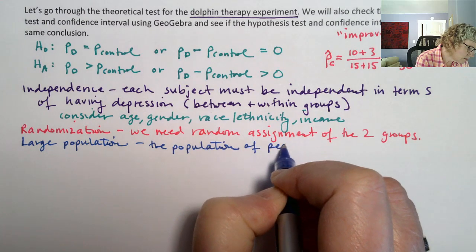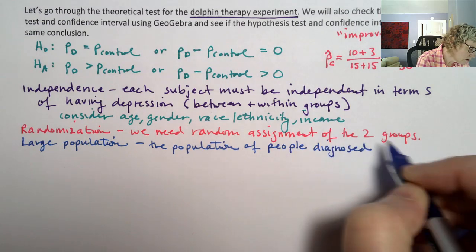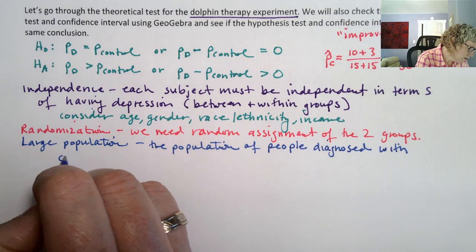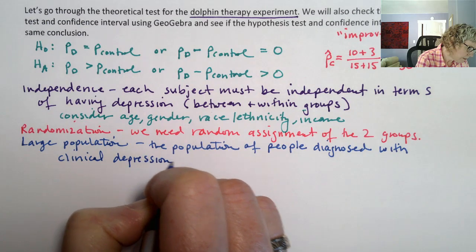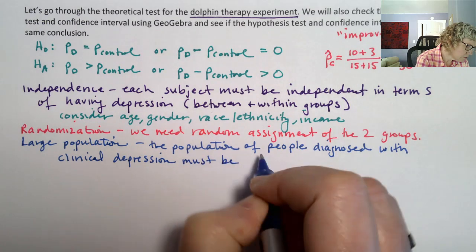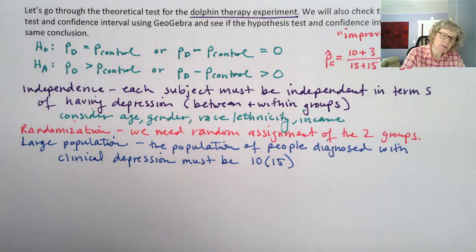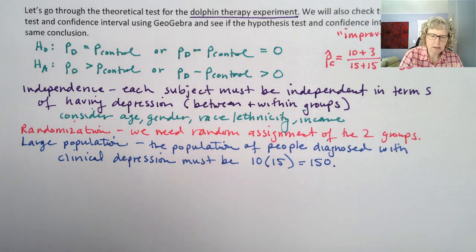Population of people diagnosed with clinical depression must be 10 times each sample size. And because they're both 15 in this case, I only need to do it once because 10 times 15 is 150. I'm sure that is definitely met. If we had two different sample sizes, we would do it for each one. Okay, so that is met.